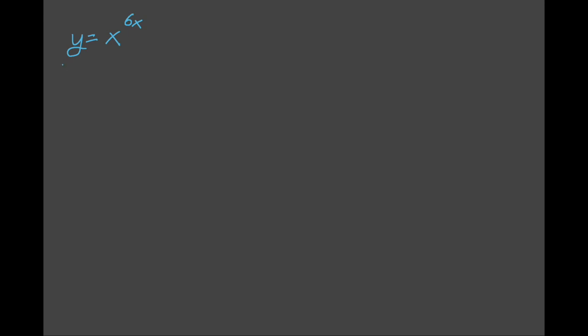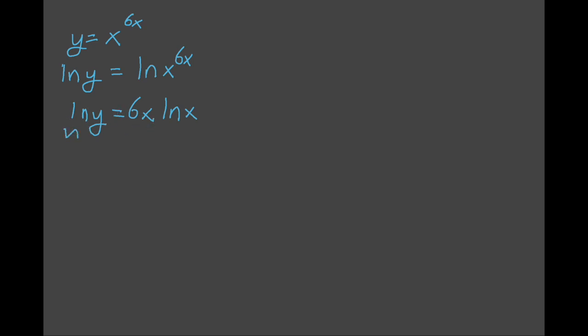Alright, so you take the natural log of both sides. So we'll have our ln of y is equal to our ln of x to the 6x power. Oh, now my cursor is drawing a little bit smoother. Alright, and now we can use our natural log to take down this exponent. So we'll have the natural log y is equal to 6x ln of x. And then take the derivatives of both sides.